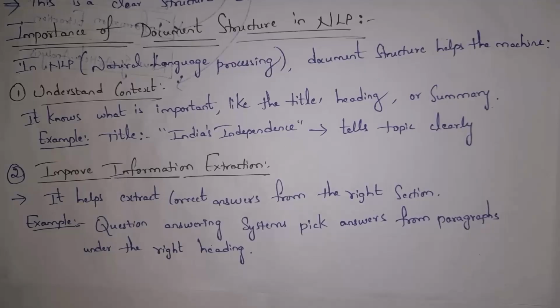By seeing these three, you can clearly get complete information about the document. For example, let's say there is a title, India's independence. By seeing this title, the NLP model clearly understands the document contains information about India's independence. So if we structure our document properly, the NLP model clearly understands what the context is.